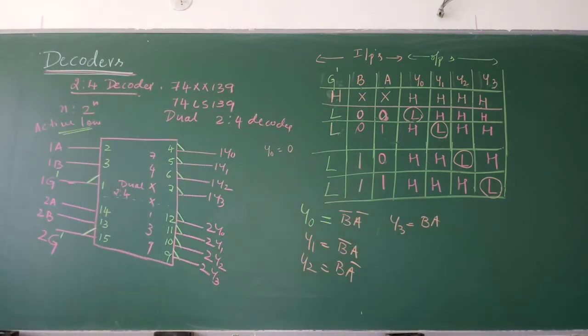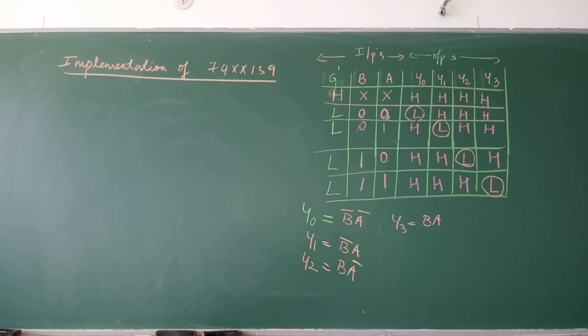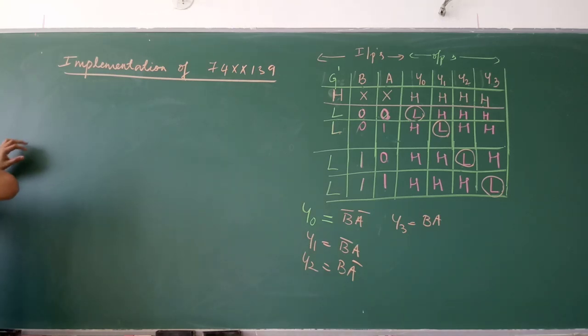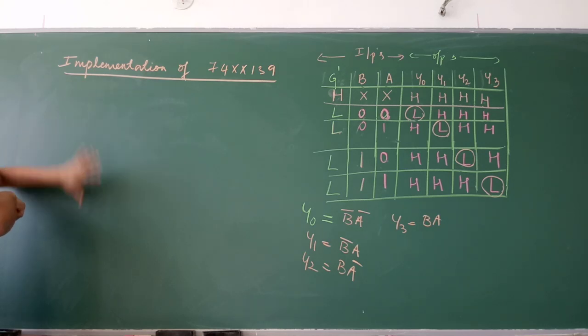Let us implement the 2:4 line decoder. Now I'll write the circuit for 74LS139 or 74XX139. Please be very attentive. When you write the circuit, you have to be very careful because they are active low lines. Let us write the circuit for both decoders, the dual 2:4 line decoder.